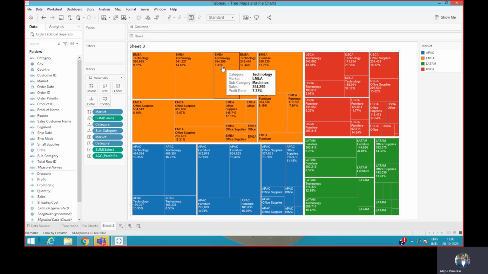The second one is copiers. The third one is machines. The fourth one is accessories. Similarly, in office supply. So if you see, this is the highest of the whole, and this is the lowest of the whole.